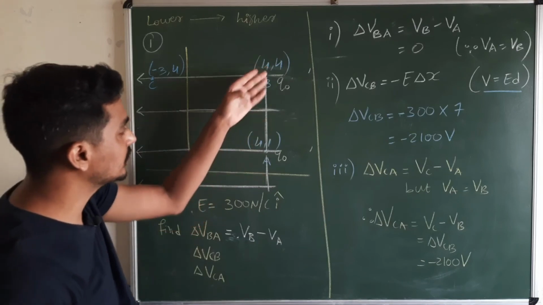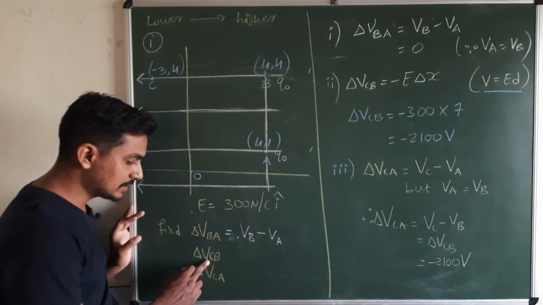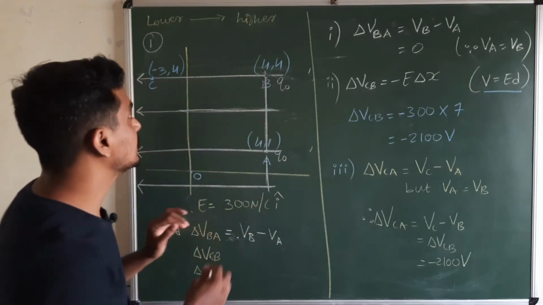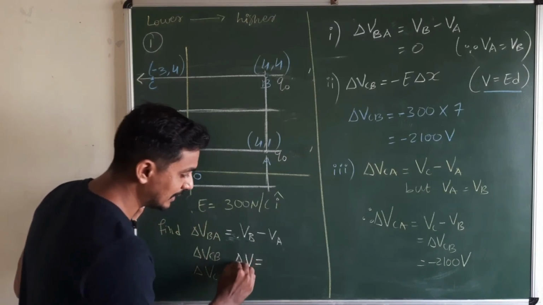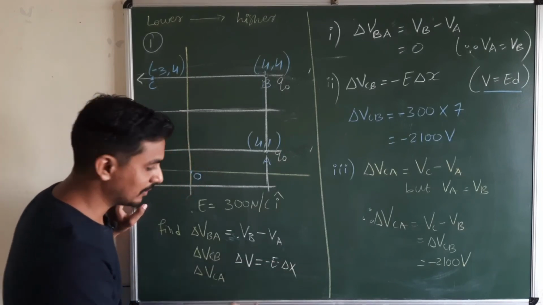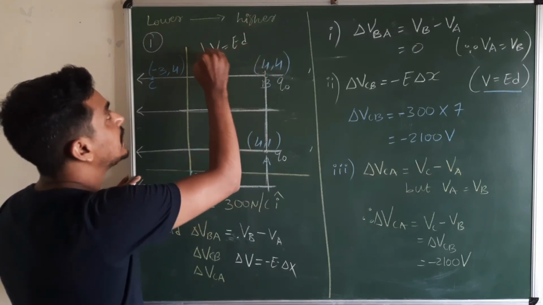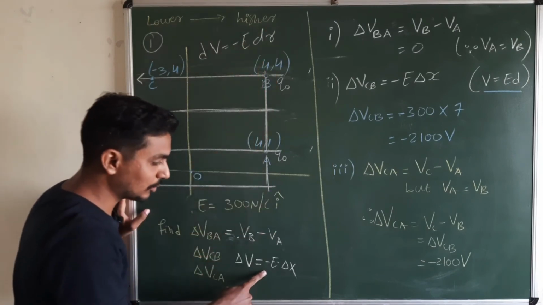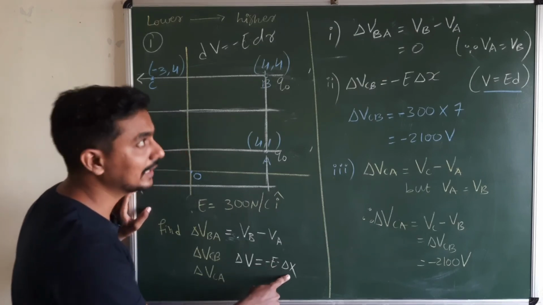So the potential difference between these 2 points is 0. Now, the potential difference between C and B. We know that delta V is equal to minus E dot delta X, that we have derived. What we have derived: dV is equal to minus E dot dr. So this is the modified equation, right? So delta V is equal to minus E dot delta X.